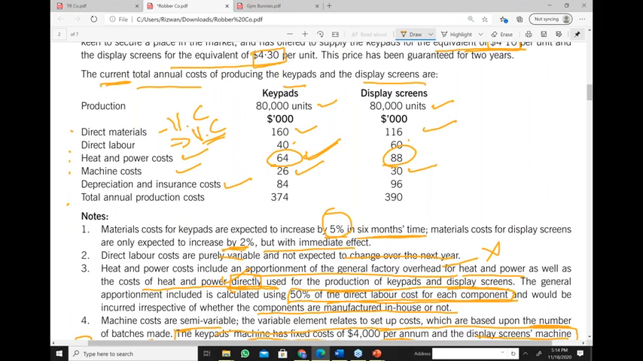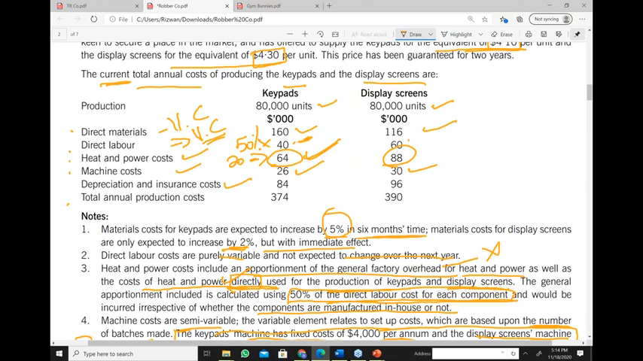So labor cost is how much? 40,000. Now 50% of direct labor cost makes how much? 20,000, right? So 20,000 is included in 64,000. Are you getting my point? The labor cost is 40,000. If you take 50% of that, it makes 20,000, which is the general apportionment that has been included in the 64,000.